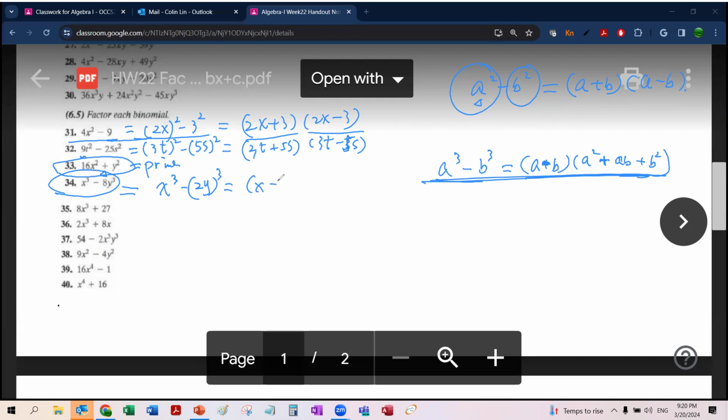It can be x minus 2y. So a is x, b is 2y, right? All right, so first term, x squared, and then the product of these two terms, positive part, and plus 4y squared. So this one comes down, this second term, the square of that. Same with this one. It's 2x cubed plus, I'm sorry, 2x cubed plus 3 cubed, right? So follow the earlier rule.